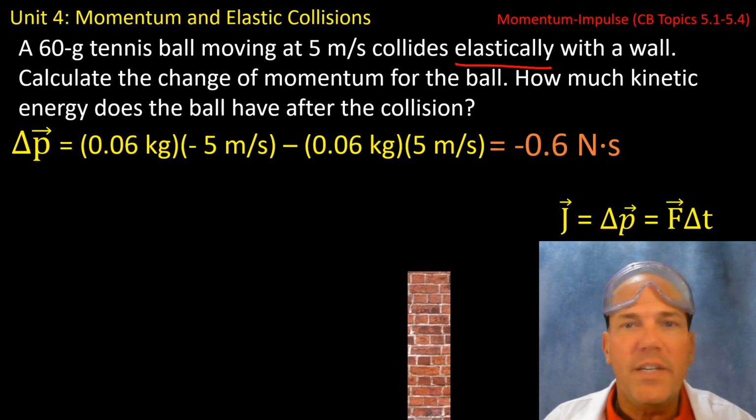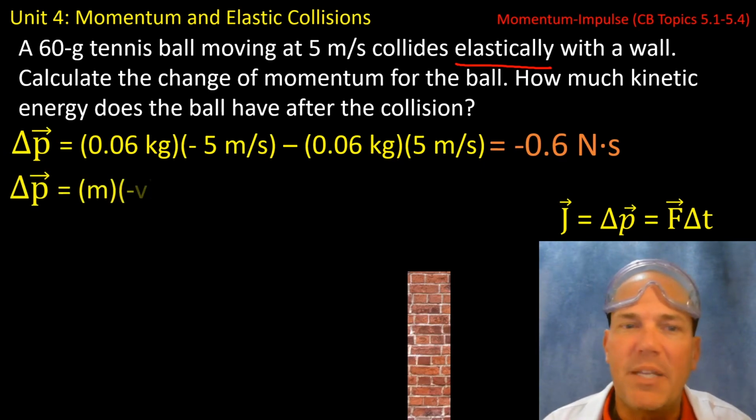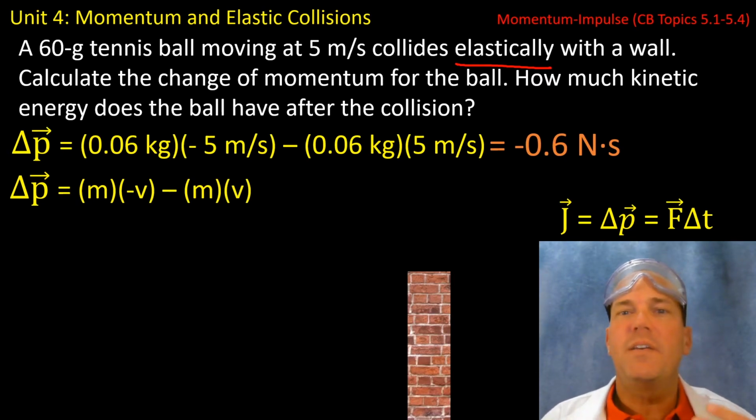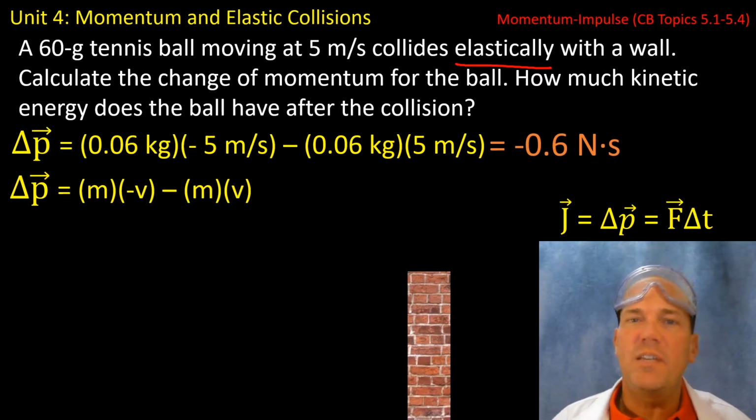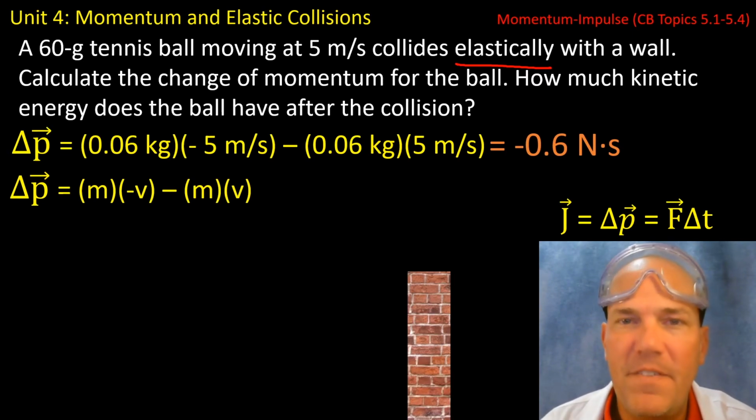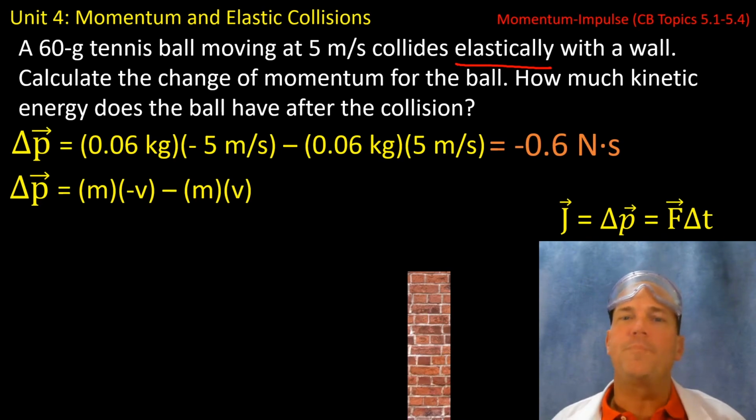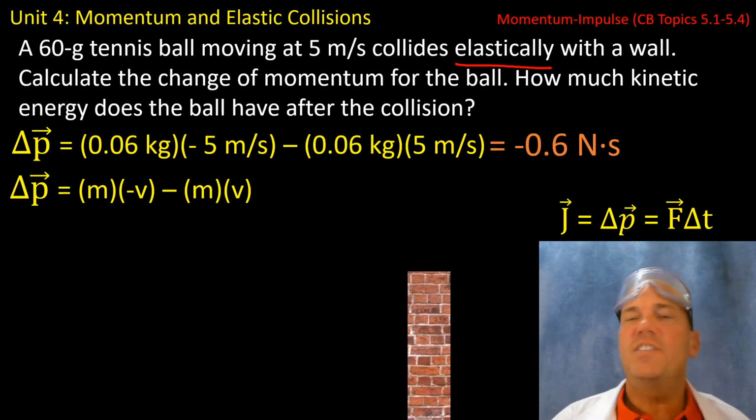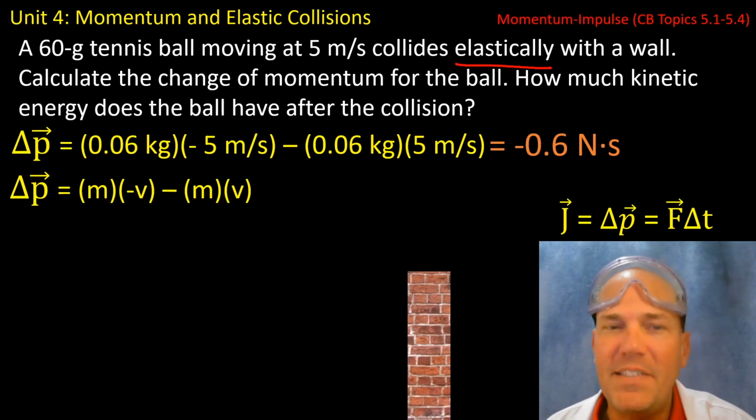I want to now look at this in relative terms. On many of your assessments, you will not be given values. Everything will be done relatively. In other words, you'll have an object of mass m initially moving with a velocity of v, strikes a wall, rebounds with a velocity of negative v. What is its change in momentum in terms of its mass and velocity?